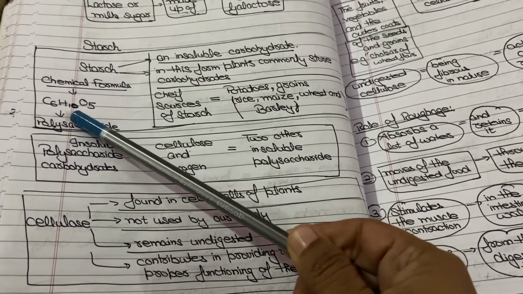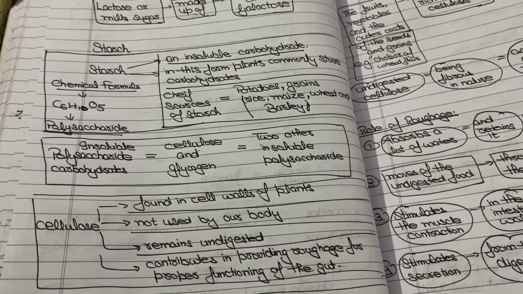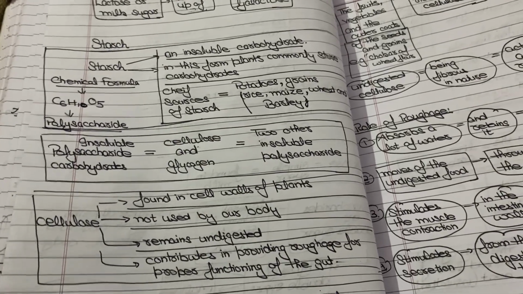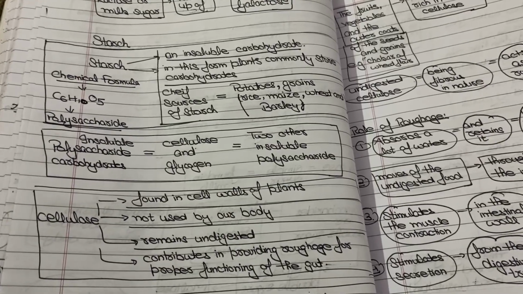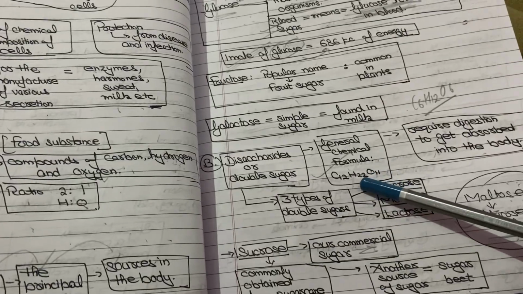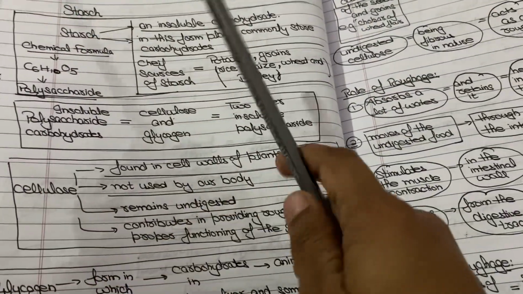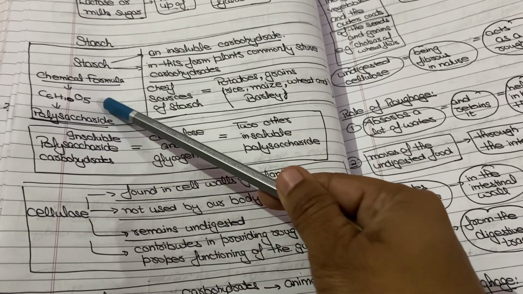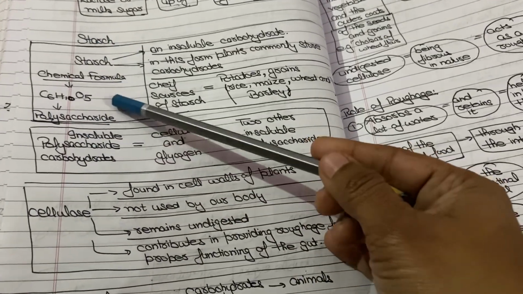C6H10O5. What was the chemical formula for monosaccharide or simple sugar? It was C6H12O6. And what was the chemical formula for disaccharide or double sugar? It was C12H22O11. And what is the chemical formula for starch? It is C6H10O5. It is also known as polysaccharide.